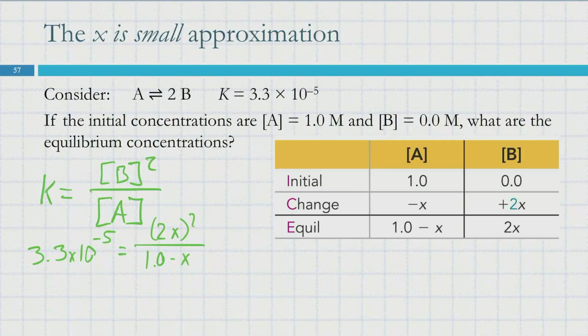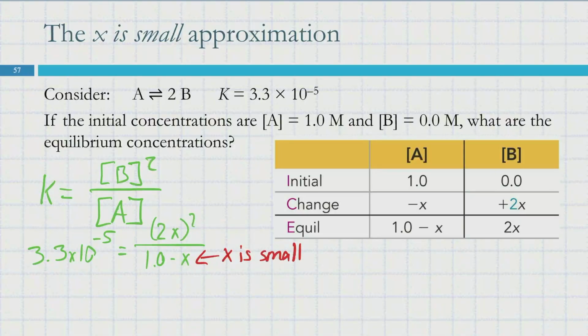Our k value here is really small, with a negative exponent. That indicates that our reactants are going to be favored. We're not going to have very much product. So this reaction is probably not going to shift very far away from our reactant. This is one of the instances where we can use the x is small approximation.